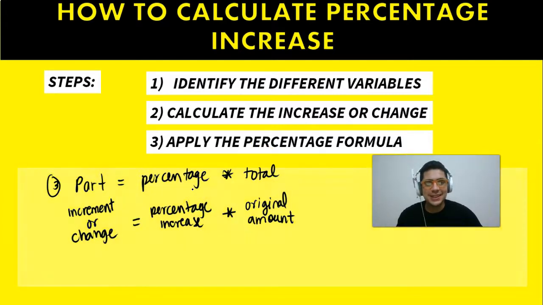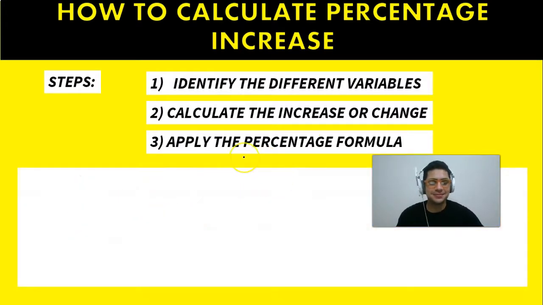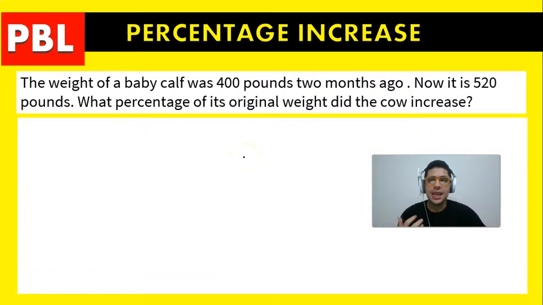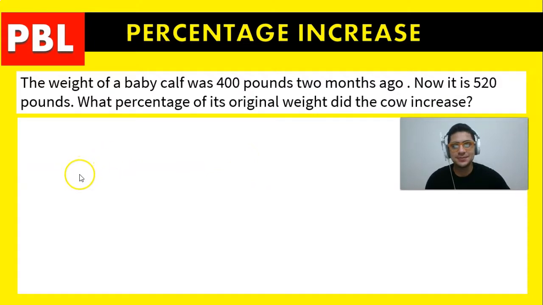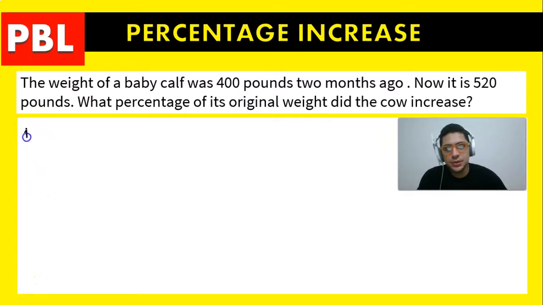So now let's try tackling a problem, guys. The problem that we're going to be taking a look at today says the following. The weight of a baby calf was 400 pounds 2 months ago. Now it is 520 pounds. What percentage of its original weight did the cow increase? So guys, the first thing that we're going to do is identify the variables, right? So how can we identify the variables?